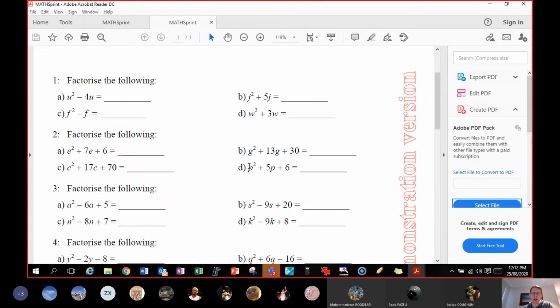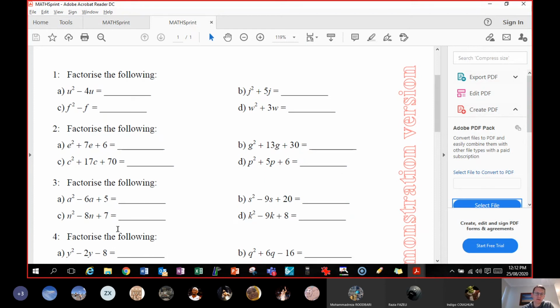Here, it's going to be p plus 2, p plus 3, because 2 times 3 gives you 6, and it adds together to give you 5. Here, because I'm looking at positive, and they both be negative, it's going to be a minus 2, a minus 5, a minus 1, to give you a sum of 6, multiplication of 5. Here, they're both going to be negative numbers multiplied by each other. So it's going to be s minus 4, s minus 5.